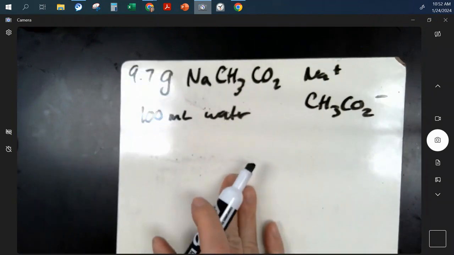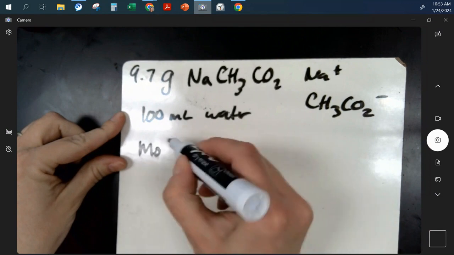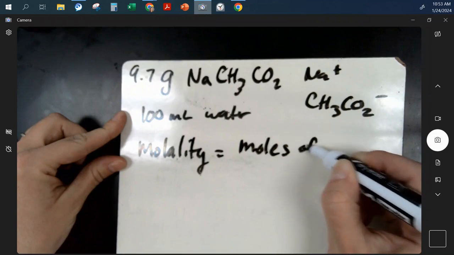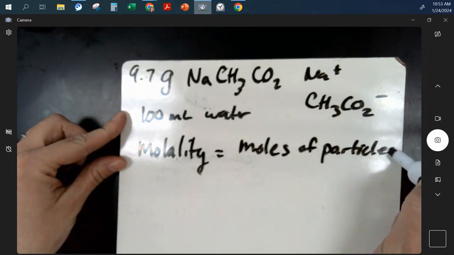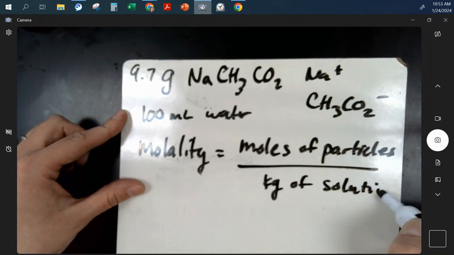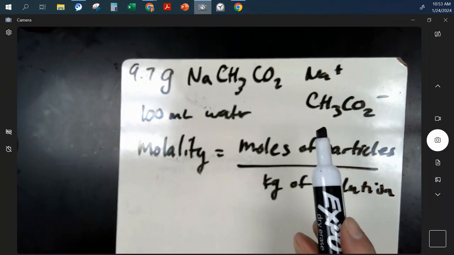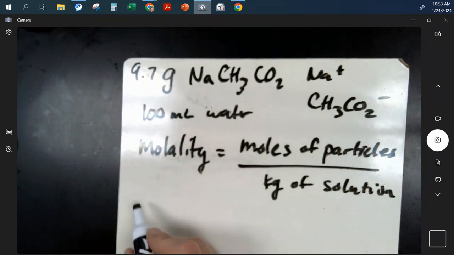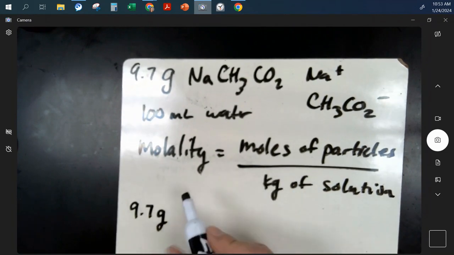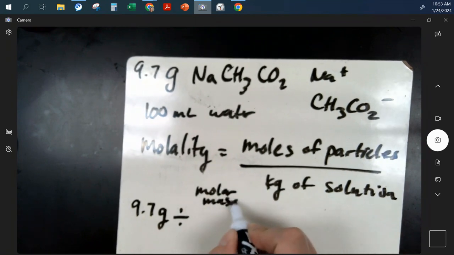Okay, so the first thing that we have to do is figure out how many moles. What we're calculating is molality, which is moles of particles per kilogram of solution. So the first thing we have to do is calculate how many moles of particles. Well, we have this many grams. So we're going to calculate moles of this. First thing we need to do is divide by the molar mass. Okay, divide by the molar mass.